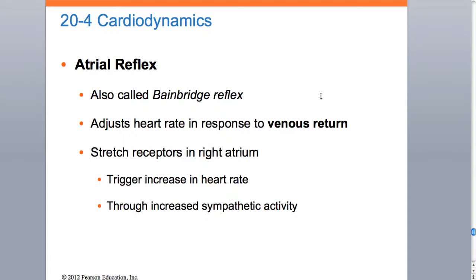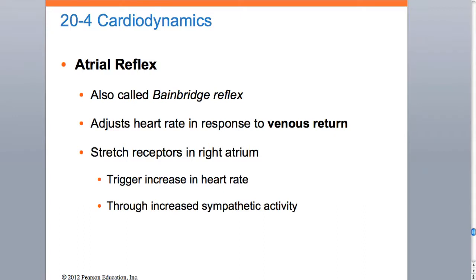Now on this slide, the only thing I care for is venous return. Now why is venous return so important? Because the amount of blood coming back is going to be related to the amount of blood leaving the heart. Remember the rule, what goes in must come out.